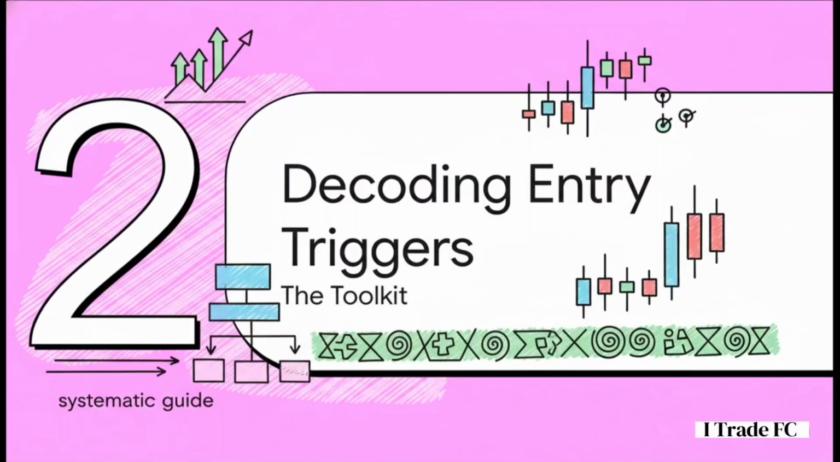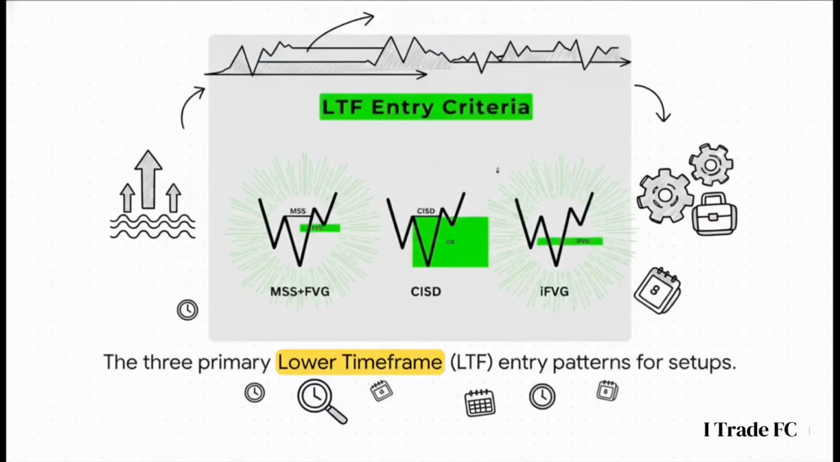Okay, so we know when to look and we have a good idea of where price is probably going. But how do we actually get in? What are the specific, repeatable patterns that scream high probability setup? Let's open up the toolkit and look at our entry triggers. All right, so our whole toolkit for getting into a trade really just boils down to three core patterns. Now, they might look a little complicated at first glance, but these are basically our green lights. They tell us a trade might be ready after that liquidity raid we talked about. We're going to look at each one: the MSS plus FVG, the CISD, and the IFVG.